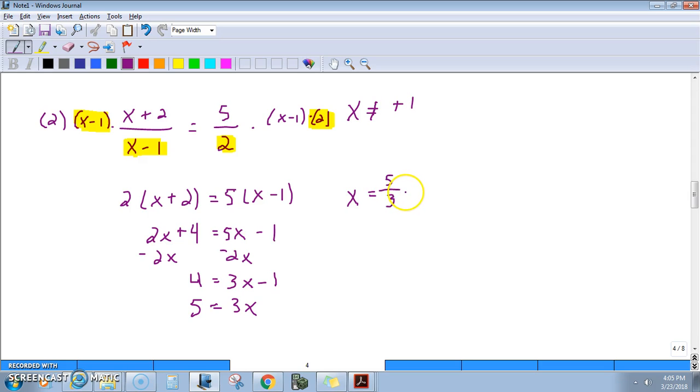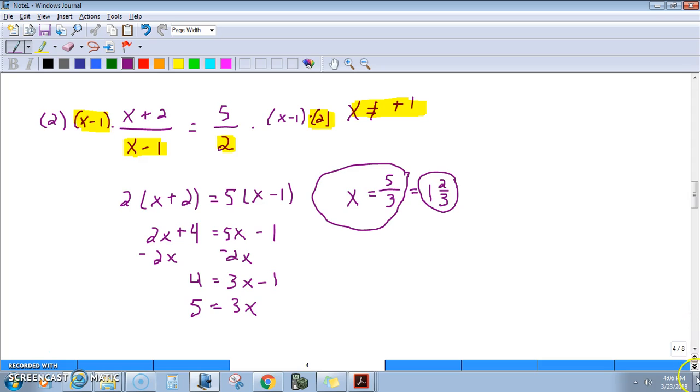If you get an answer that's 5/3, you must use 5/3. And even though that's the same as 1 and 2/3, you cannot bubble in a mixed number in your sheet. It's got to be, it must be an improper fraction like 5/3. So I get x is equal to 5/3 when I solved, and that is not equal to positive 1. So that's a good answer.